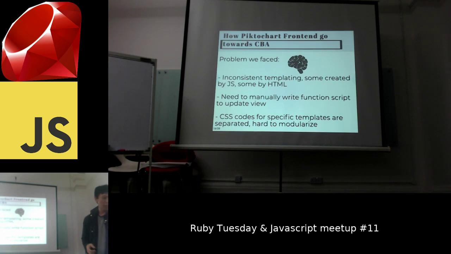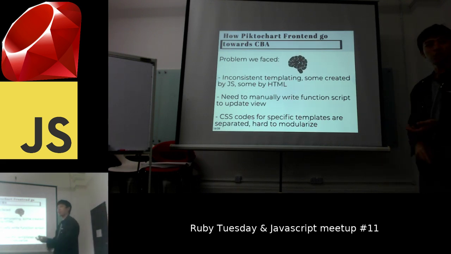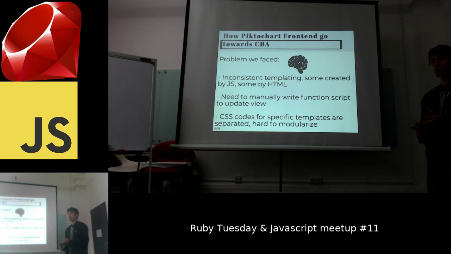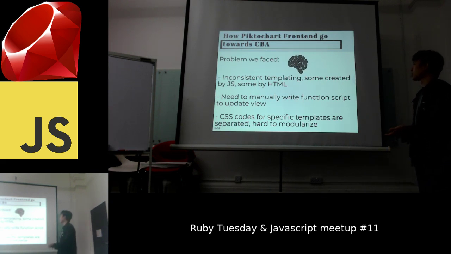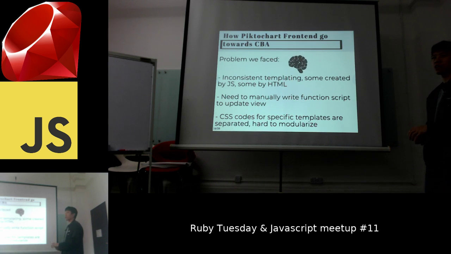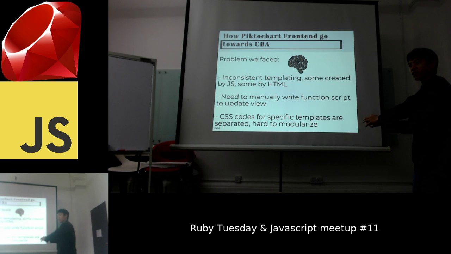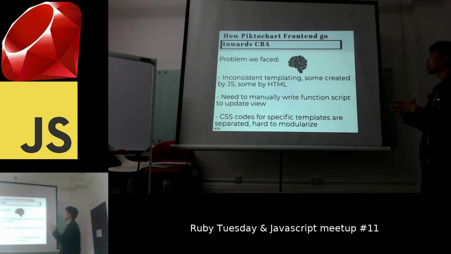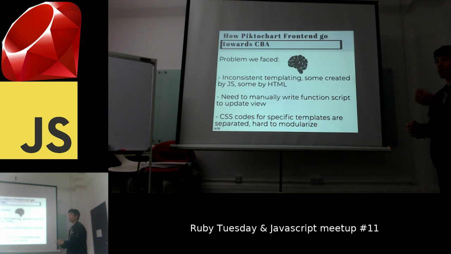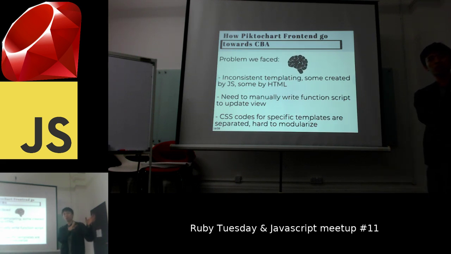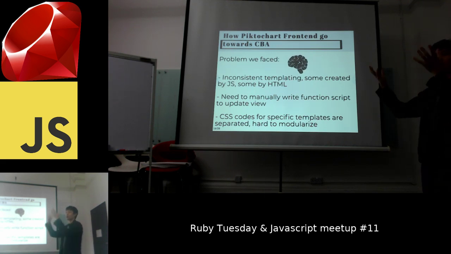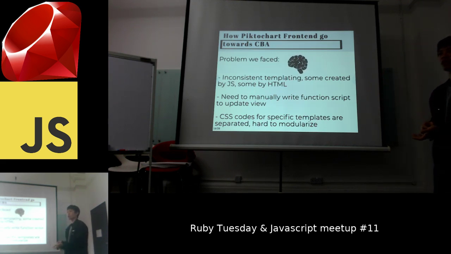So it's a big headache when it comes to adding a new feature or having people add a modification or improvement, because of the inconsistent templating. Some is created by the JavaScript, like the div script that we see, that one is in the JavaScript, but the template is in HTML. And we also need to manually write a function to update the view whenever we add or remove. The CSS code itself at that time, we put in one place, but then that CSS is loaded to be reused everywhere, even though we are not actually using it.